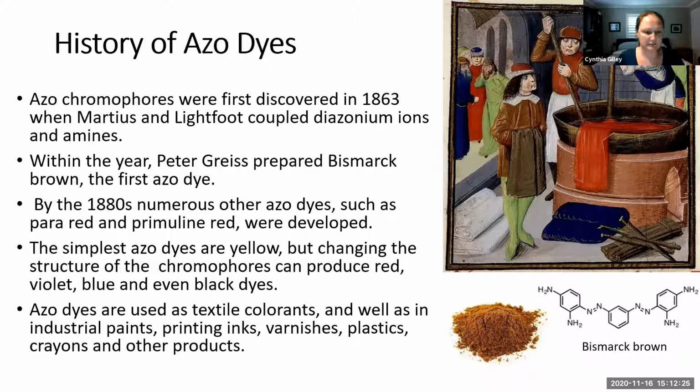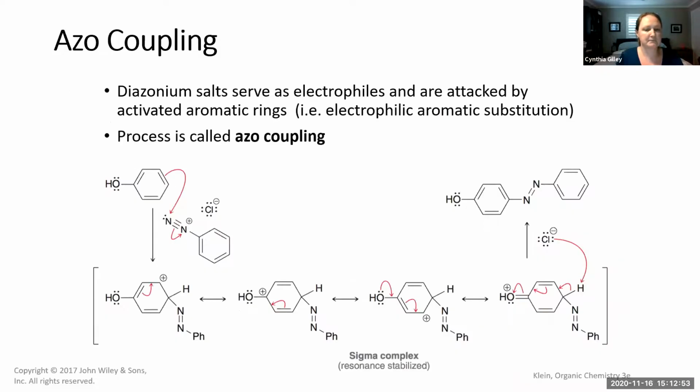Because they're synthetic dyes, they're relatively easily prepared. I think about 60 to 70% of the dye industry is made up of azo dyes. They're commonly used to, again, color cloth and other textiles. They're used in paints, printing inks, varnishes, plastics, even crayons, and many other products.